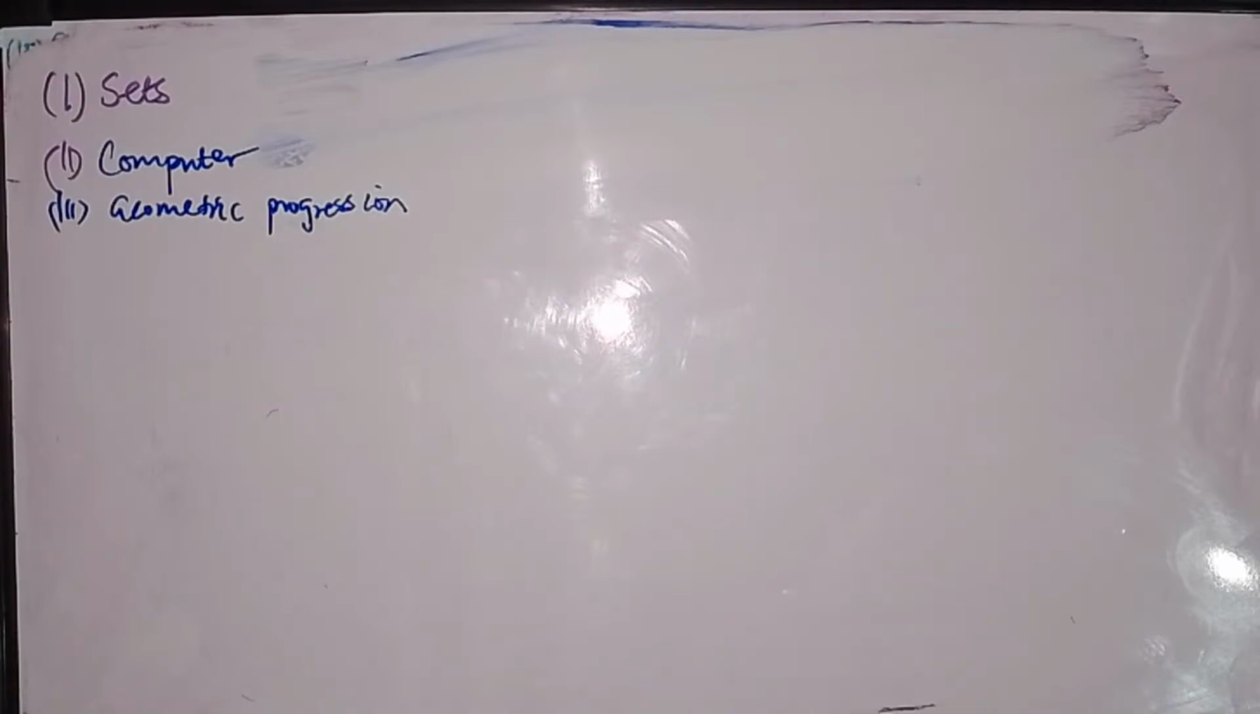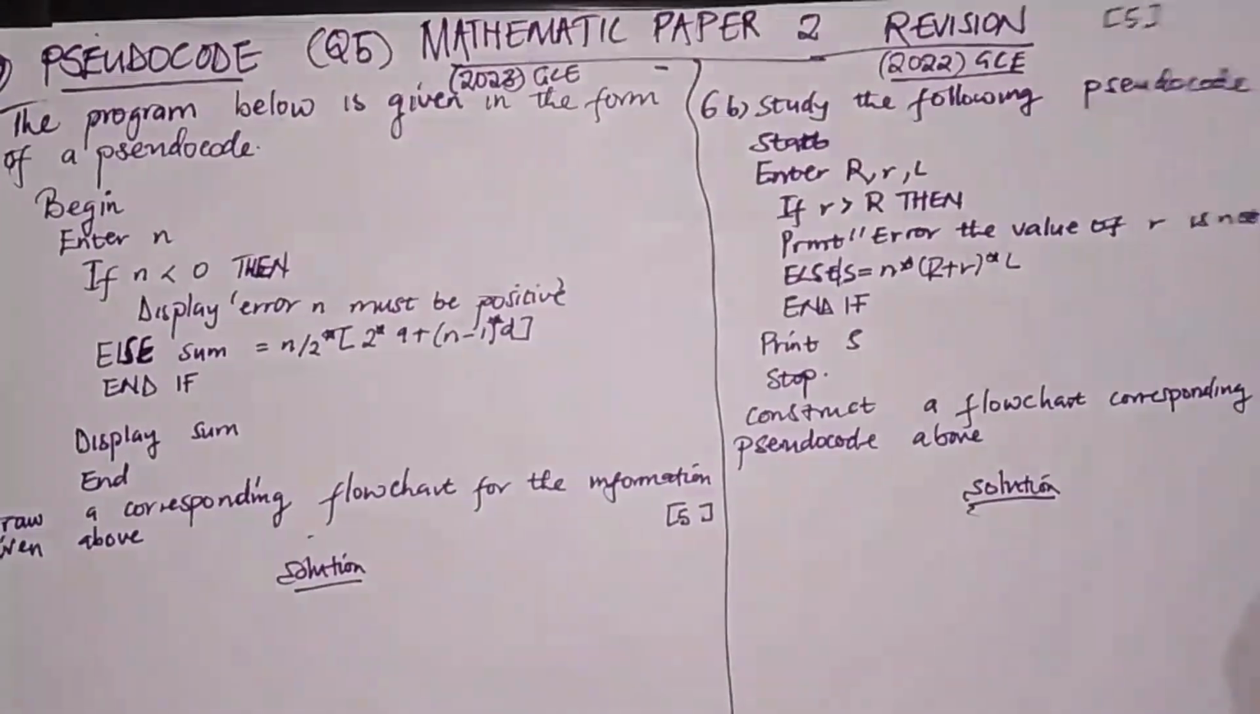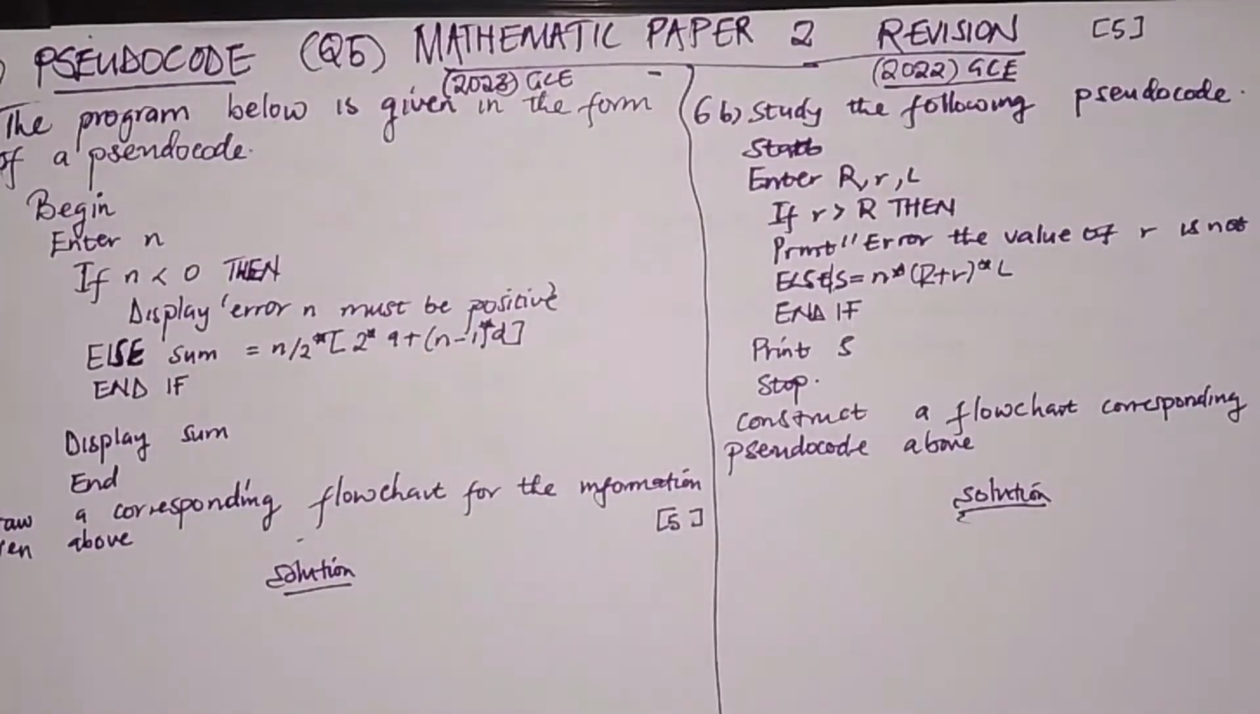To begin our lesson tonight, the first topic we are going to look at is pseudocode. Pseudocode is a question which carries 5 marks in Paper 2. Why am I saying you should answer this question? Because it can help you boost your marks in Paper 2. Once you get these 5 marks, it can take you a long way.